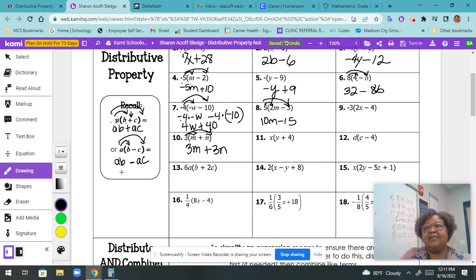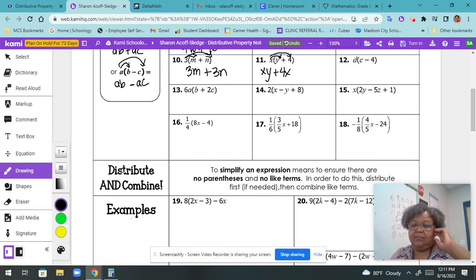X times y is xy, and x times 4 is 4x. Yeah, so that's why we draw our line, so we'll remember to include our other number. When I do the distributive property, I always draw my lines. Okay, I'm going to switch color because I'm bored with that one.